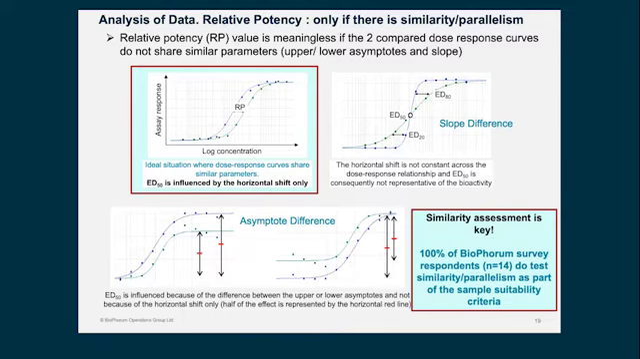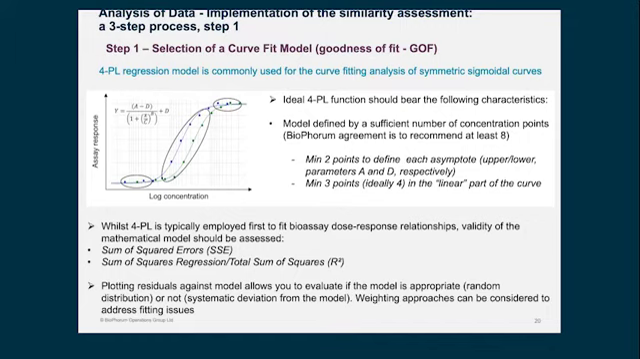So if we go to the next slide, we here propose a 3-step process to define the similarity assessment. So the first step resides in the selection of the most appropriate fitting model. And the model that is commonly used for curve fitting analysis of symmetric sigmoidal curve is the 4PL regression model. So the 4 parameters of that model consist of the upper and the lower asymptotes that are traditionally represented by the A and D denomination. You have B that represents the slope and the C that corresponds to the ED50.